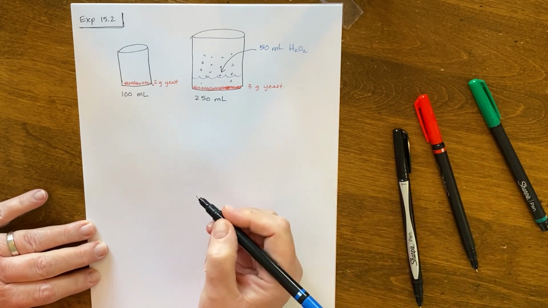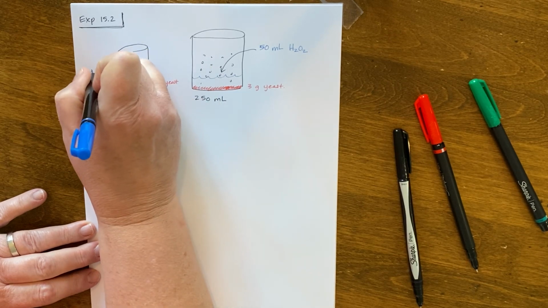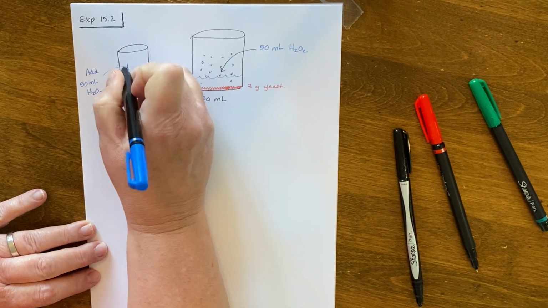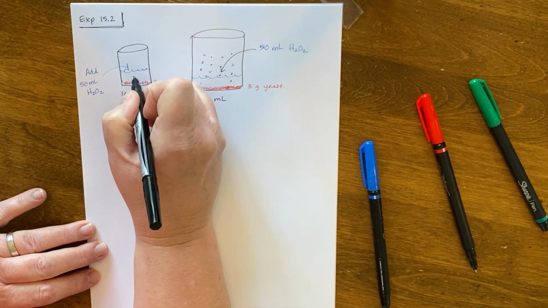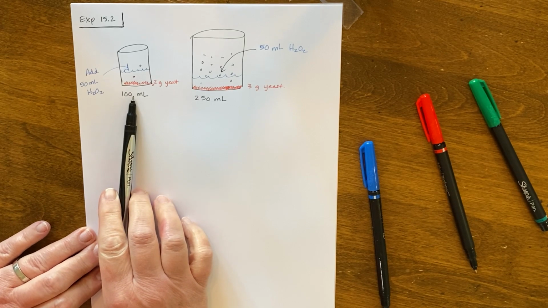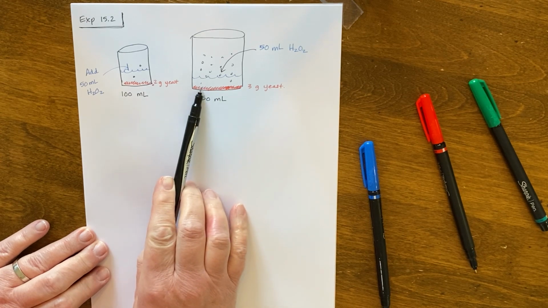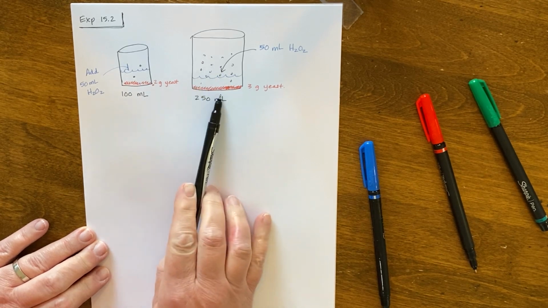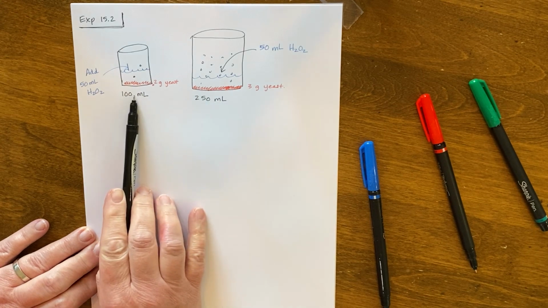To my smaller beaker, I'm also going to add 50 milliliters of hydrogen peroxide, okay? And I'm going to watch what happens, and I will see maybe a couple bubbles form, but not a whole lot, okay? Not very fast. So 2 beakers, they each had yeast in them, but different amounts. I added the same amount of hydrogen peroxide to each. The larger beaker created a bunch of bubbles. The smaller beaker created just a few bubbles.